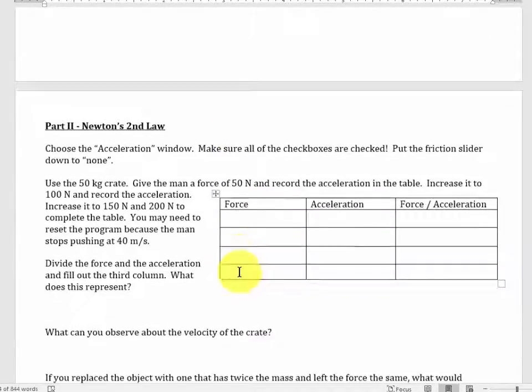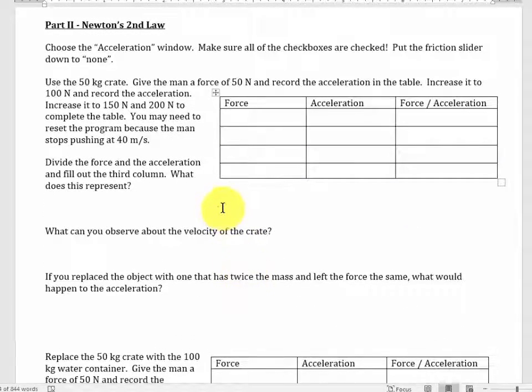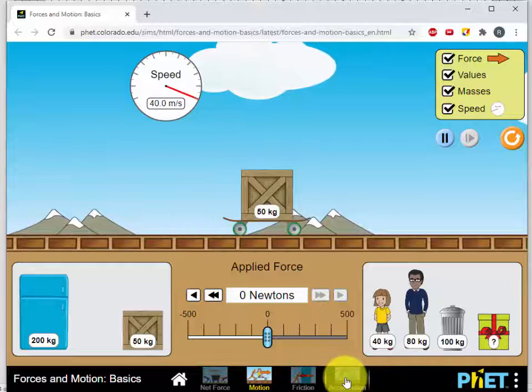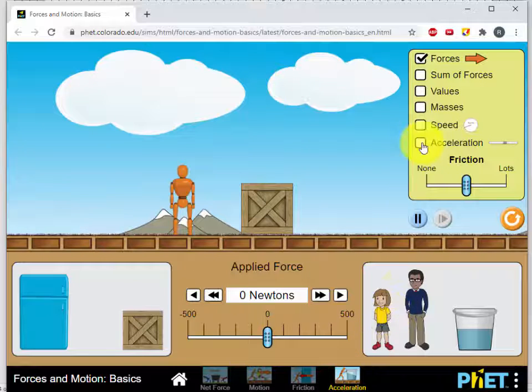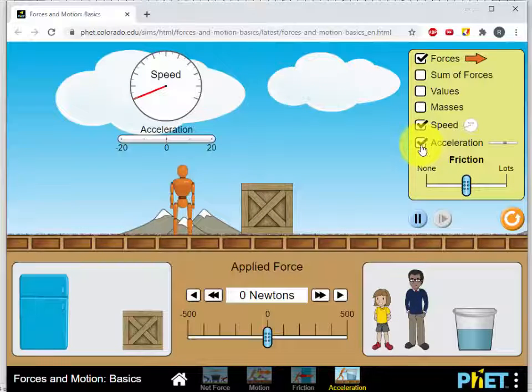Then I have you measure the acceleration and the force for a 50 kilogram crate. I'm going to have you increase the force from 50 newtons to 100, 150 to 200. You may need to reset the program. So what I want you to do is go down here to the acceleration tab. Now we can actually get some values for the acceleration. So there we go, I get my values on here.